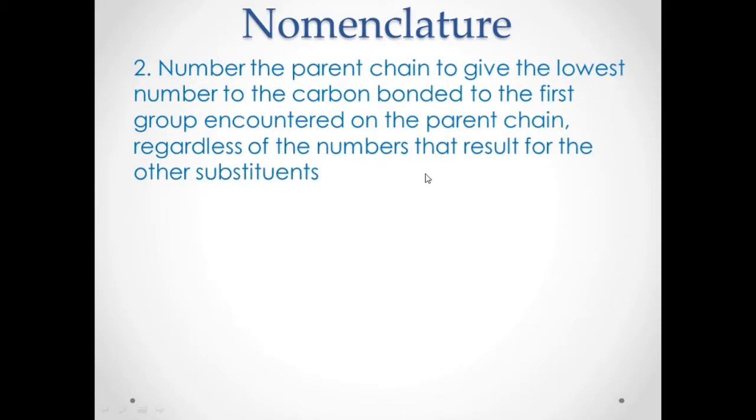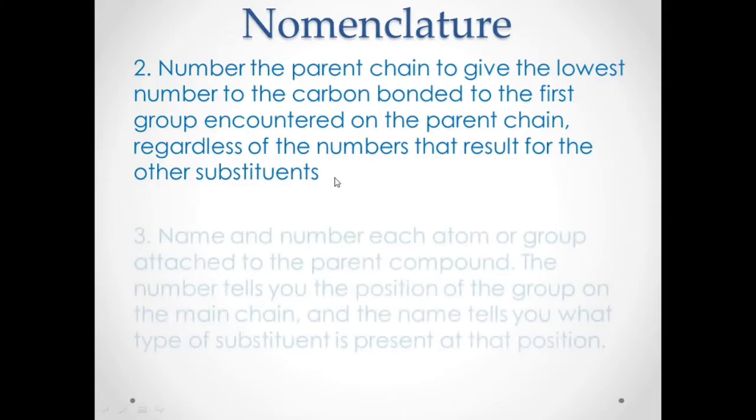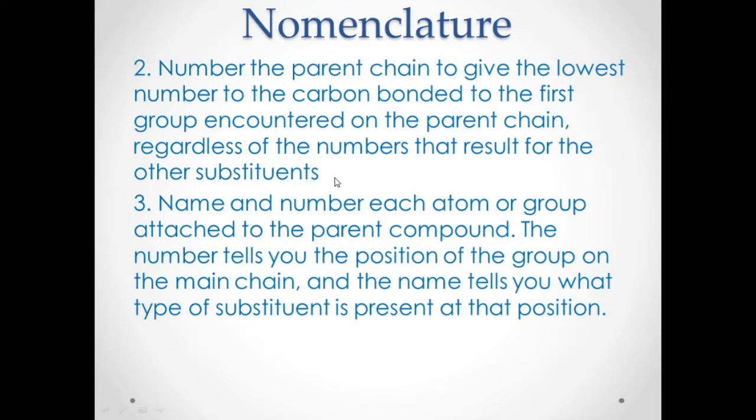Okay, rule number 2. Number the parent chain to give the lowest number to the carbon bonded to the first group encountered, or what we call the substituent on the parent chain, regardless of the numbers that result for the other substituent. So if you number your parent chain, you number it in such a way that your substituent would attain the lowest number for that carbon chain. Okay, so for example, we have other examples, but first let's go to number 3.